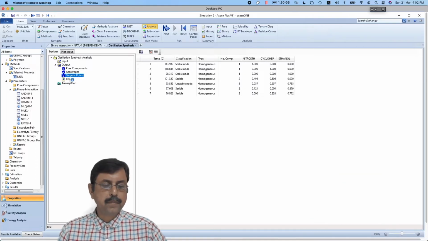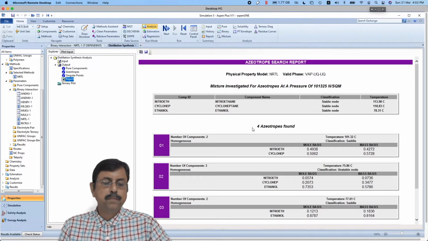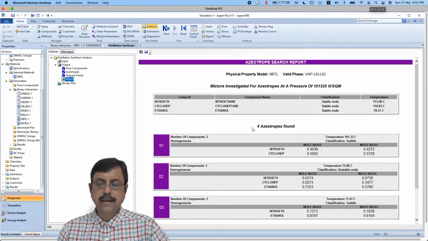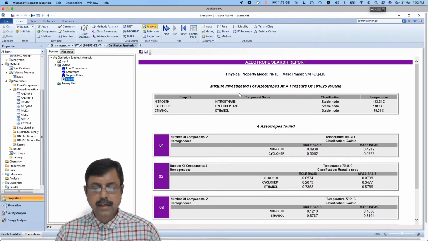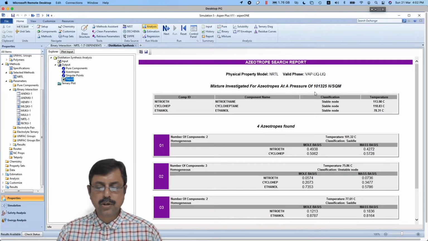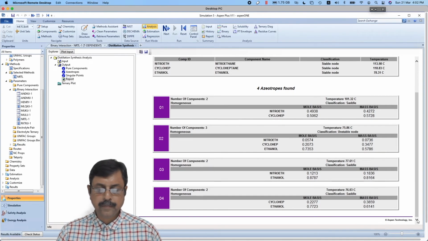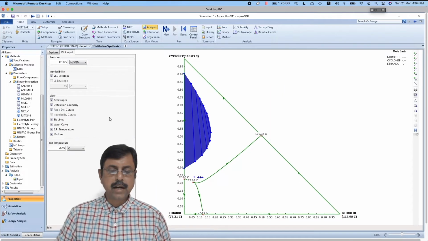And finally, the report. If you press report, then a nicely generated azeotrope search report will be given. You will find here the mixture investigated for azeotropes at pressure 1 atmosphere, the component ID, component name, classification, the temperature, everything will be given. There are 4 azeotropes. You will find all those 4 azeotropes over here, their temperature, and finally, this is the ternary plot.